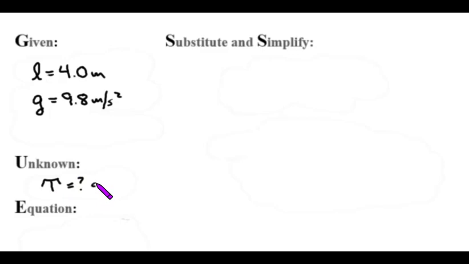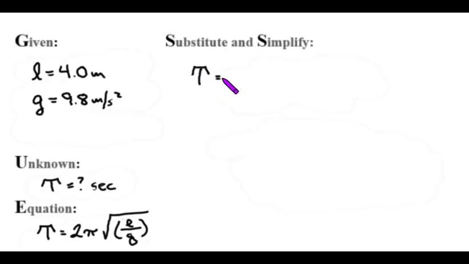That's how much time, so that's in seconds. And period equals 2 times pi, the square root of parentheses L over G. So if I replace numbers for letters, I don't know what period is. 2 pi times the square root, but I do know what L is, 4.0 divided by 9.8.